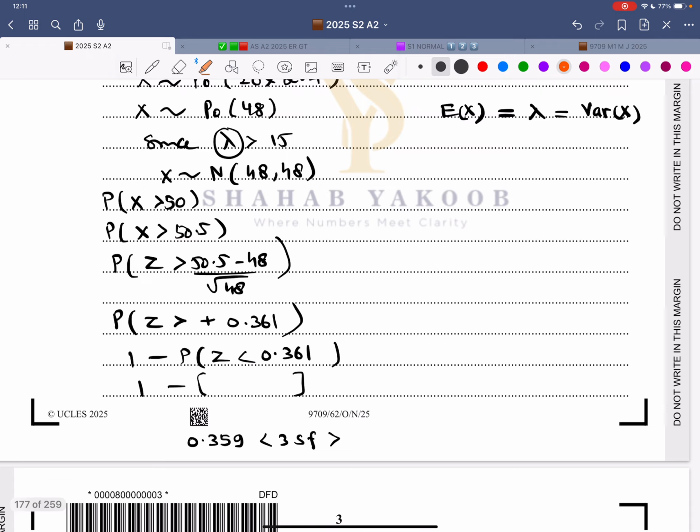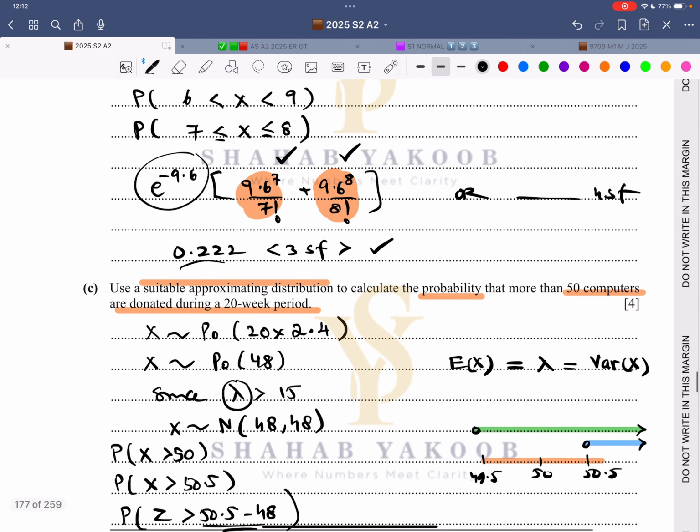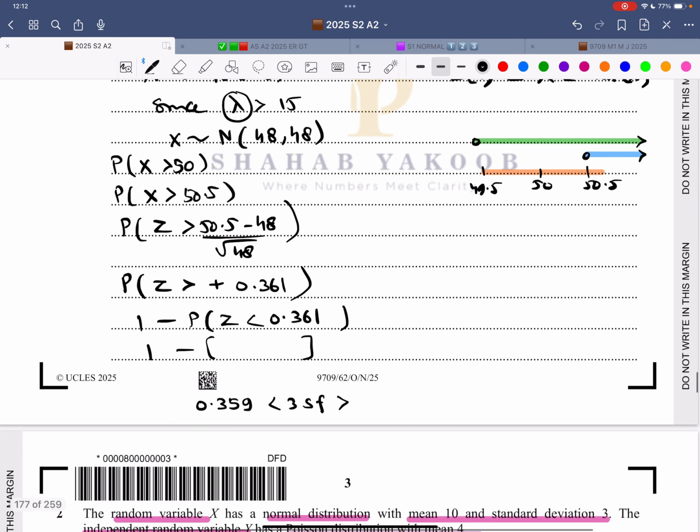Now don't forget continuity correction. We want greater than 50, so the bounds are 50.5 and 49.5. Draw two lines going to the right, one a blue line, the other a green line. Which one should we choose? We should choose the one which is not including 50, because it says more than 50. So the correct option is the blue line. That is why we have chosen this.